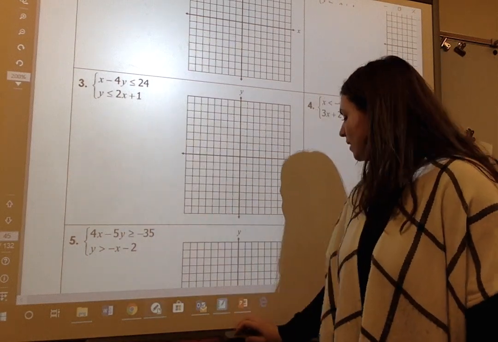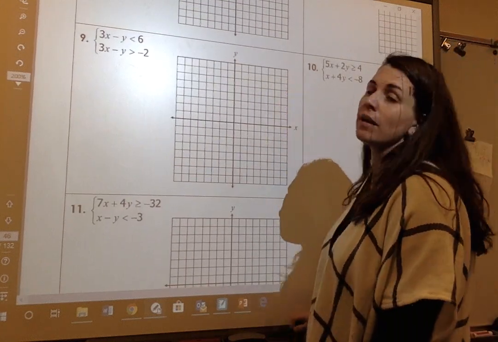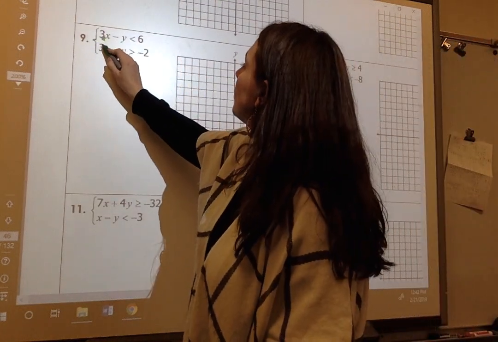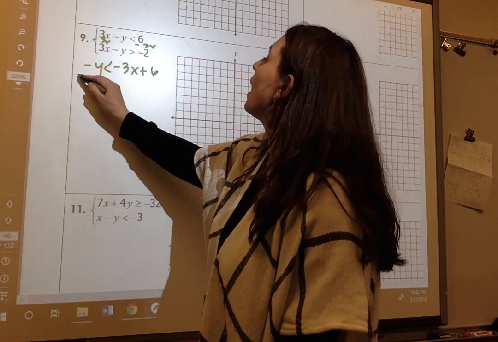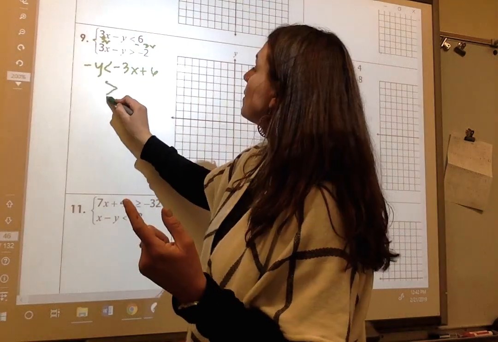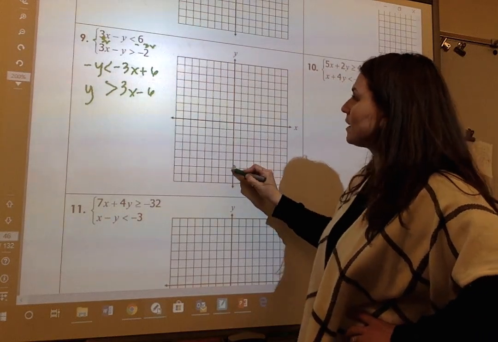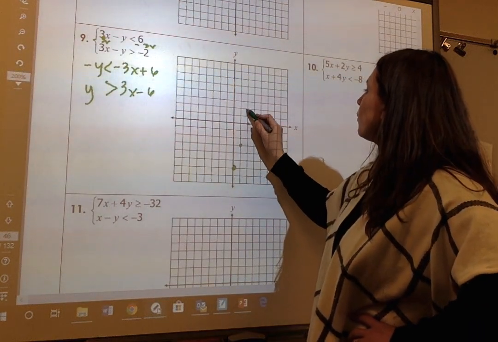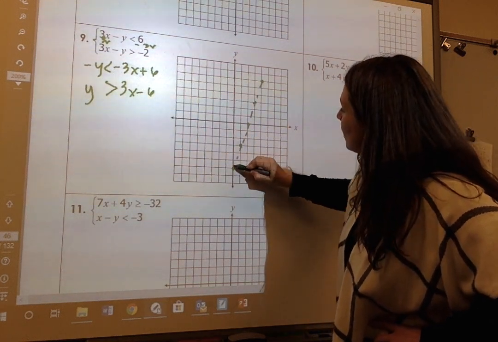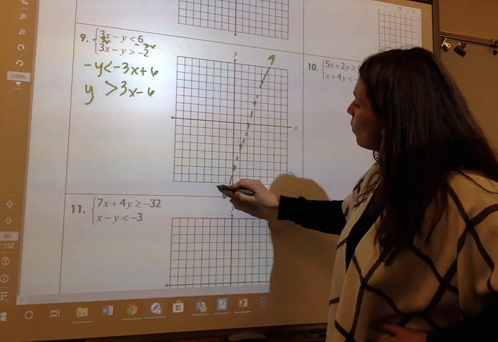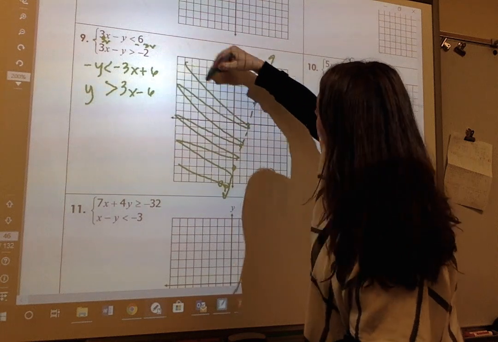Let's go down here to number 9. All right, let's look at number 9. Still going to put them into y equals mx plus b form, so I get -y is less than -3x plus 6. I'm dividing by a negative, so I'm flipping my sign, and everything changes. So when I graph it, here's -6, up 3 over 1, up 3 over 1, up 3 over 1 for my slope. It's greater than, so it's going to be a dotted line, dashed line. And y is greater than, so there's my skier, so I shade above my skier. So that's the first one.